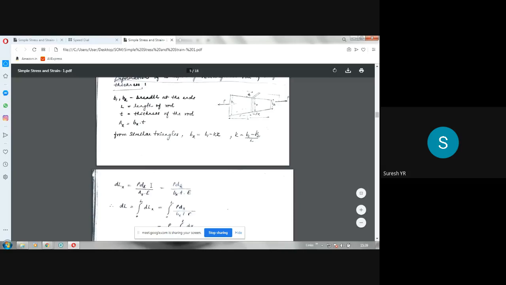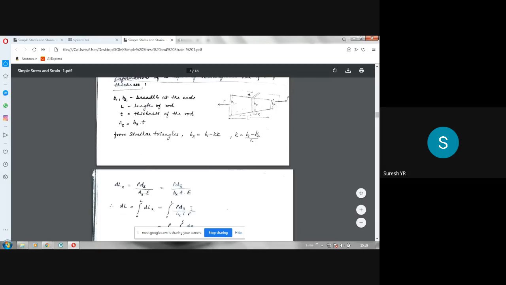So here L is dx, A is ax. Now substitute for ax as bx into t. The dx will remain the same. If you want the elongation of the entire rod, it is the integration of this. That's what I have written here. dl or delta L will be the integration of this.